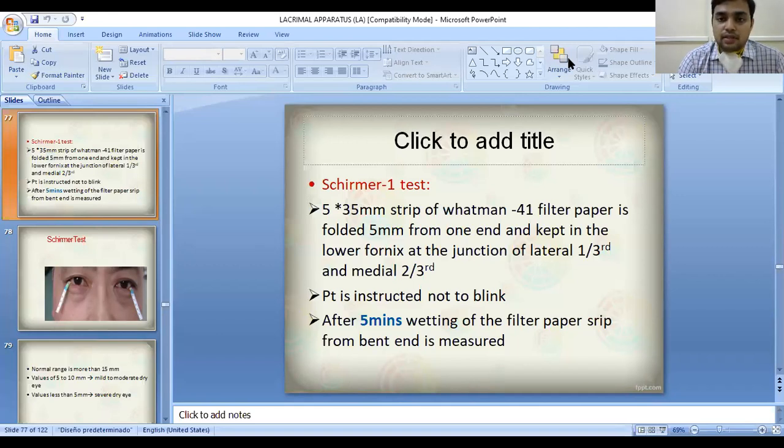In the next class, I will discuss about dacryocystitis. Then with that, the lacrimal apparatus topic is completed.